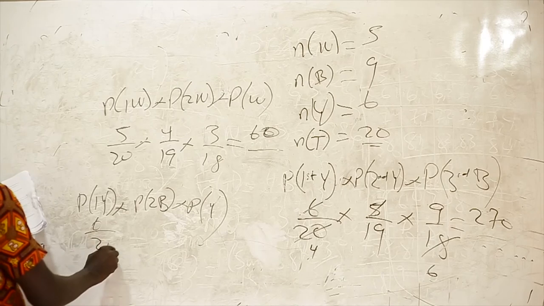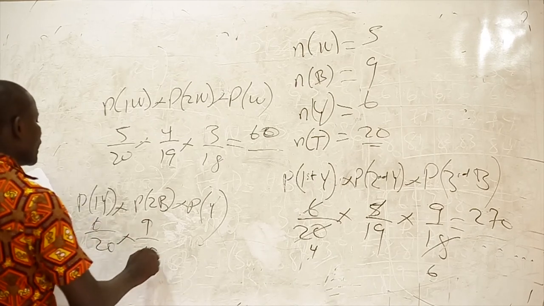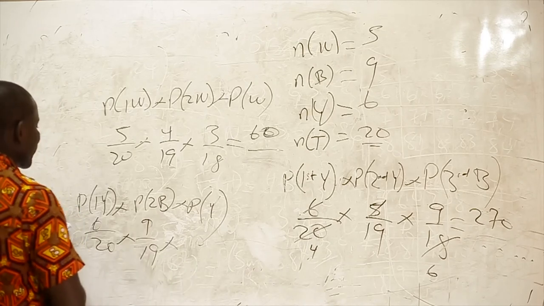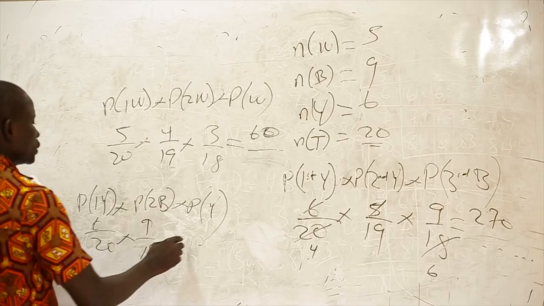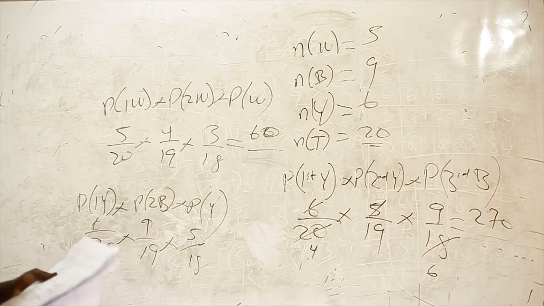6 over 20. Second is blue. How many blues are in the container? 9 over 19. Times the third is yellow again, but you have taken one yellow already, so here it becomes 5 over 18. Do the same and you get your answer.